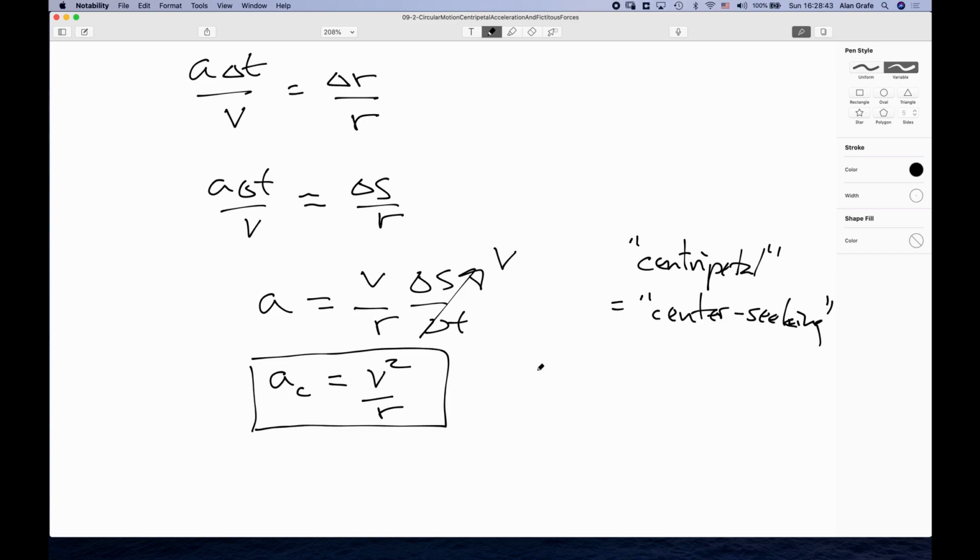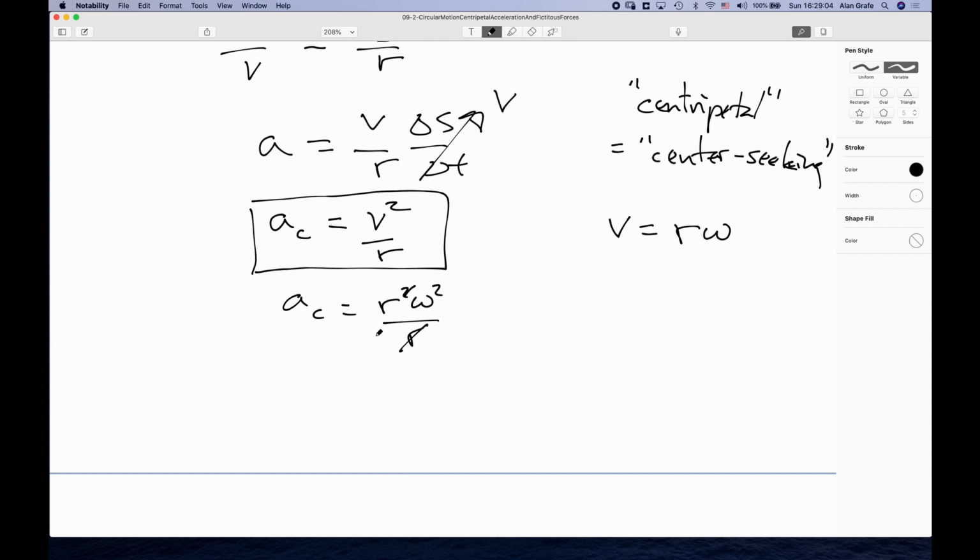Now, a useful trick to remember is that we did show that the tangential velocity could also be written as R omega. So if I put that in, this will become R squared omega squared over R, cancel, cancel. I get that the centripetal acceleration can also be written as R omega squared. Now, I personally find that's about a 50-50 shot which of these is going to be more convenient in a particular situation. So I recommend gaining facility with both.